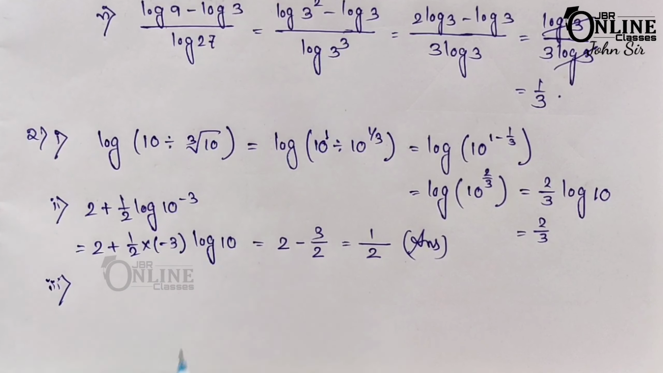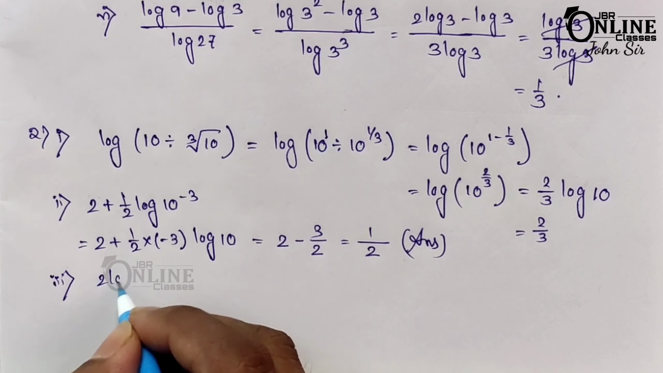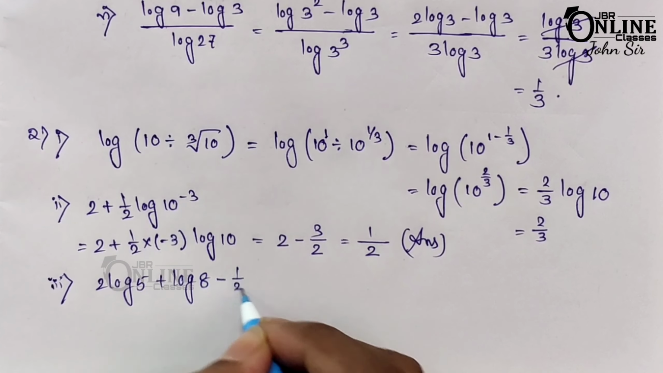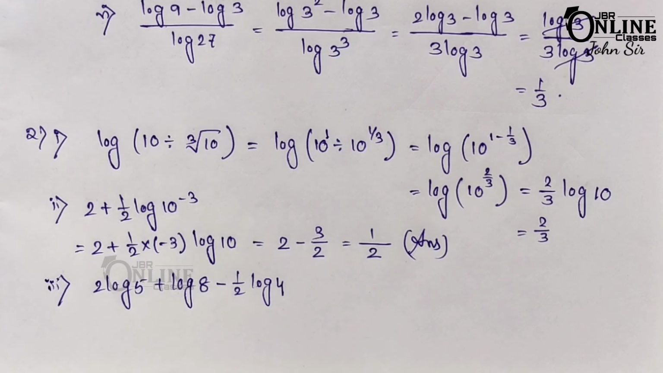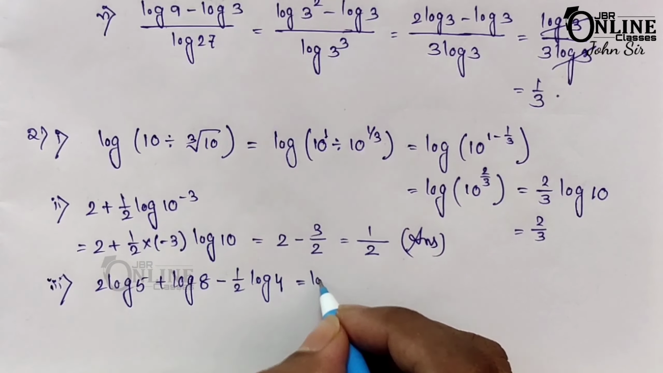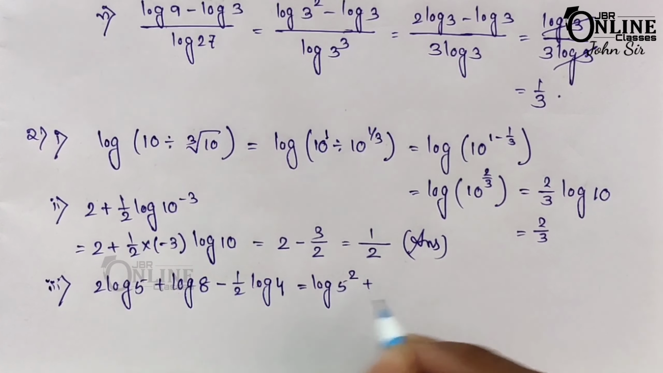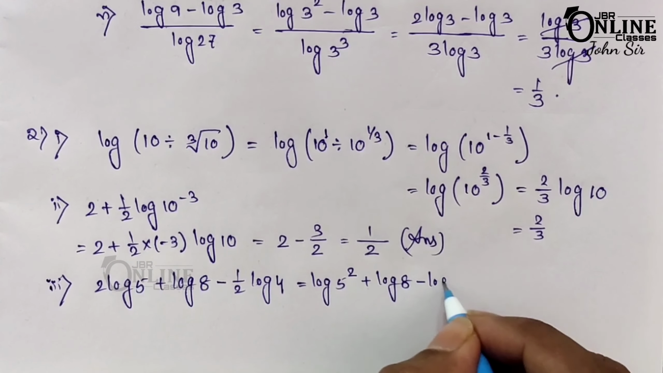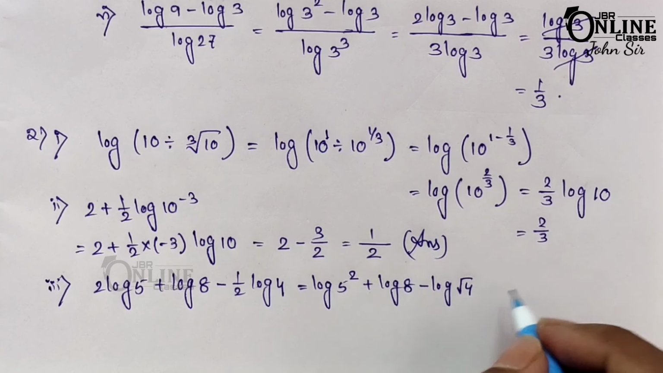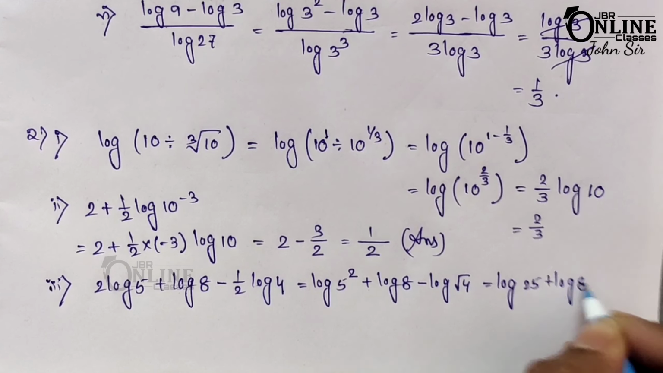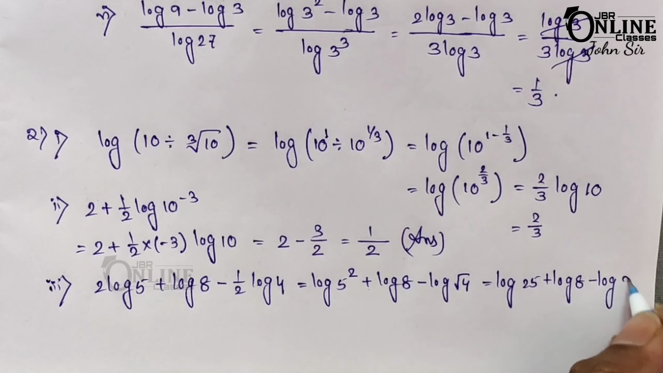Now the third one, sum number 3: 2 log 5 plus log 8 then minus half log 4. Here 2 log 5 means log 5 square, here log 8, and the last one, half log 4, means log root 4. So the first one will be log 25, the second log 8, and the third minus log root 4, which means 2.